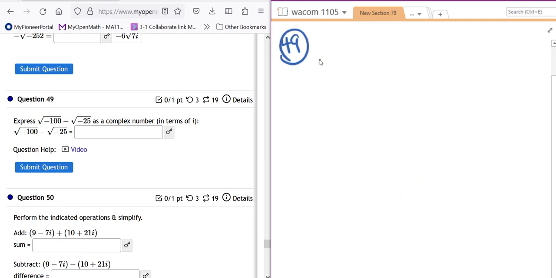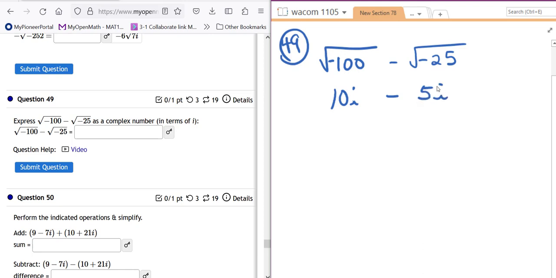49. All right, so negative 100, that's going to be 10I. Hopefully that will come to you that fast also. So this is 10I, the I for the negative under the square root, minus 5, and there's an I underneath. And these you can combine. They both have I's, so 10 minus 5 is 5, and you keep the I. You do the math just like you would if the I was an X. So 5I.